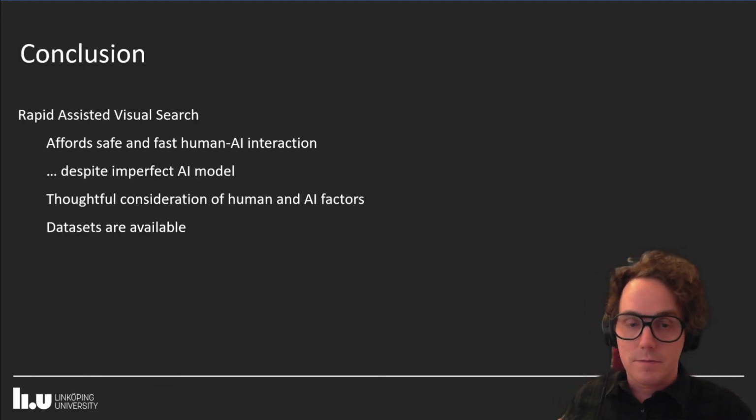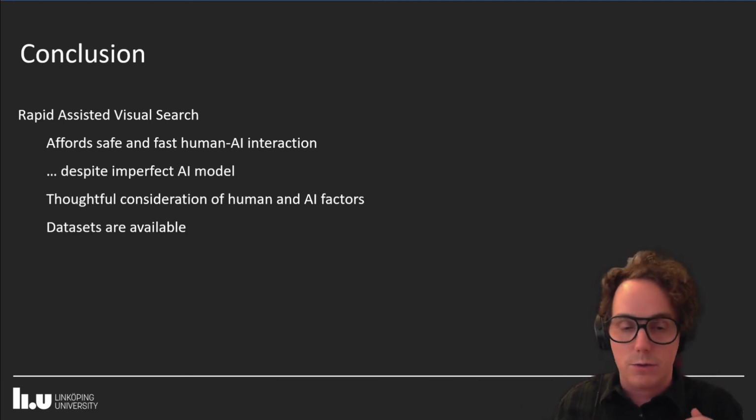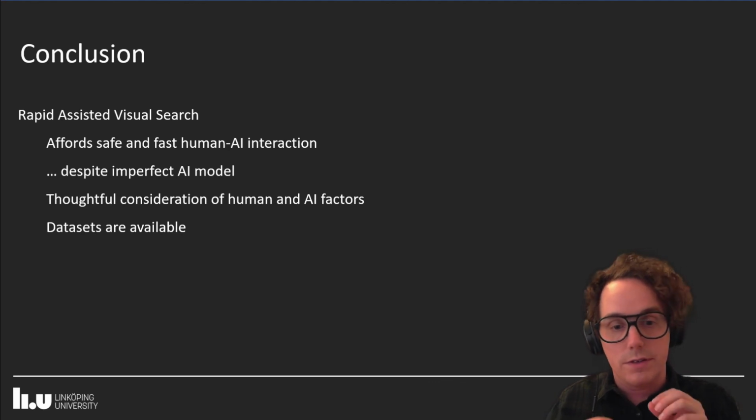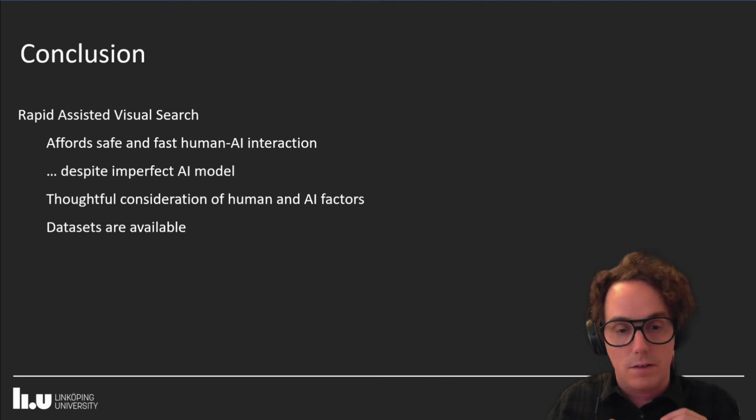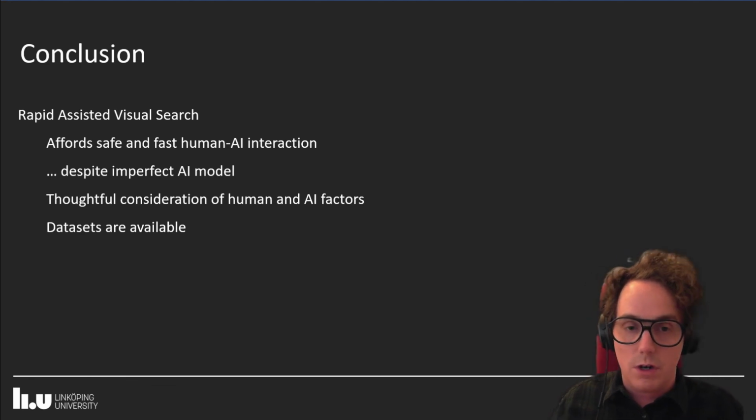In conclusion, I present the Rapid Assistive Visual Search, which is a human AI user interface that manages to increase the speed of reviewing lymph nodes despite using an AI model that performs worse than pathologists. The design effort was not guided by recipes of do's and don'ts, but instead thoughtful consideration of pathologists' work, human factors, and the strengths and limitations of our predictive model. The datasets used are available for extending our work.